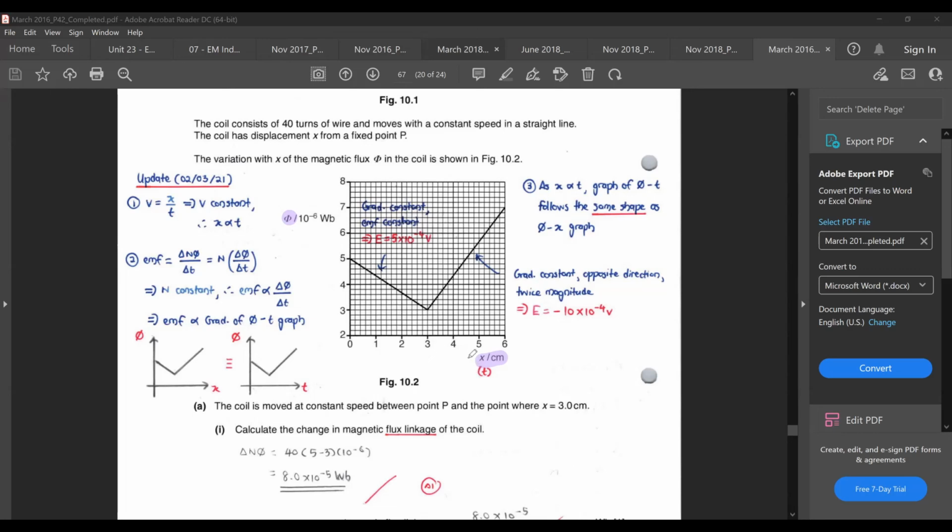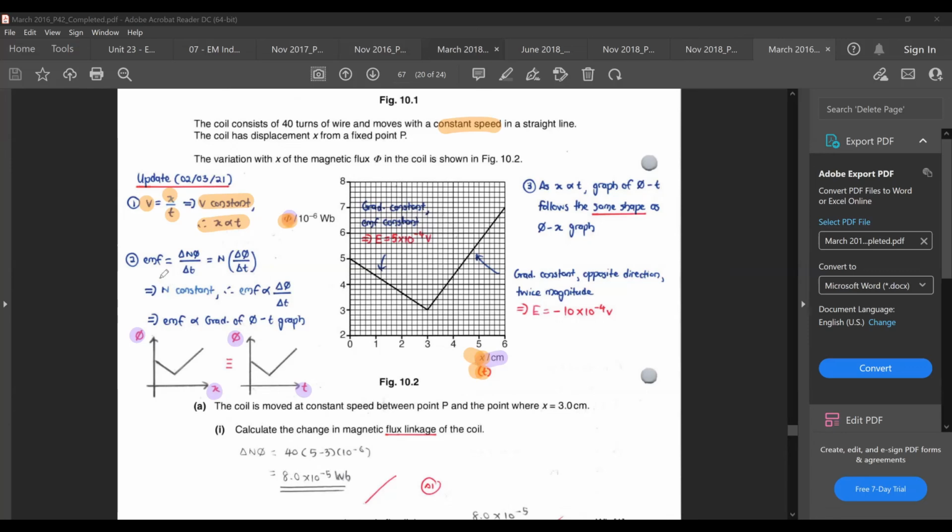But there are a few things that we can do from here. This graph of flux versus distance is actually equivalent to a graph of flux versus time in terms of the graph shape. Why can I say that? I know that speed is distance over time. The question said that you're moving at a constant speed, so v is constant, which means x is proportional to t. So a graph of flux versus x would have the same shape as flux versus time.